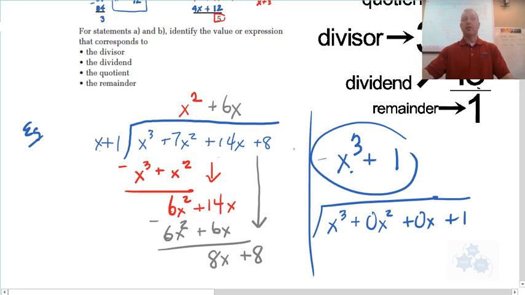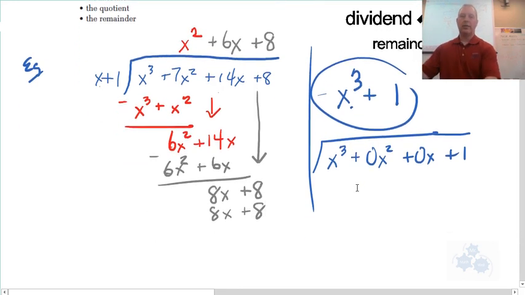So I'm going to go one more time. I don't have anything more to drop down, so that means that's when I'm going to end. But I have to do this cycle one more time. So x times what gives me 8x? Well, that's plus 8. So 8x plus 8. And what we notice down here, this is excellent. When I do this subtraction, I get 0. I get exactly 0, correct?